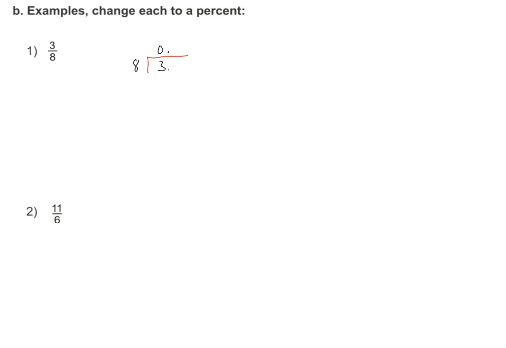I'm going to put a 0 there. Does 8 go into 30? Yes, 8 goes into 30. How many times? 3 times. 3 times 8 is 24. Got to subtract it. We got a 6.